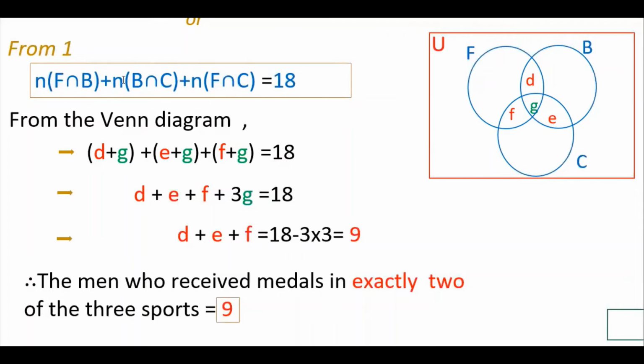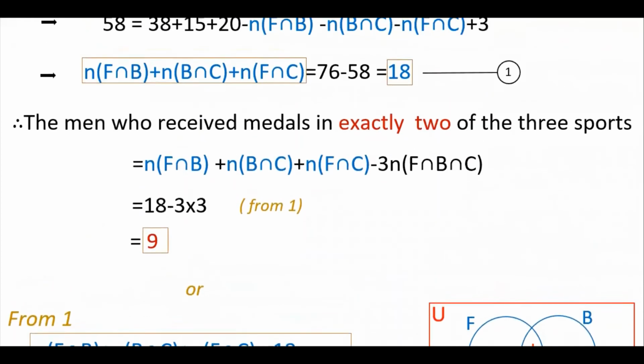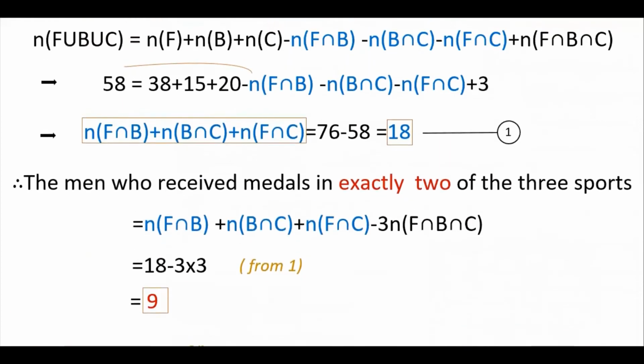So N of F intersection B is D plus Z, so instead of this, you can write D plus Z, and N of B intersection C is E plus Z, and N of F intersection C is F plus Z. So the sum is equal to 18. From this, D plus E plus F plus 3Z is equal to 18. D plus E plus F is equal to 18 minus 3 into 3, that is 9. So this is this value. Therefore, the men who received medals in exactly 2 of the 3 sports is equal to 9. So you can find either this way or the previous method. Any way you can do.